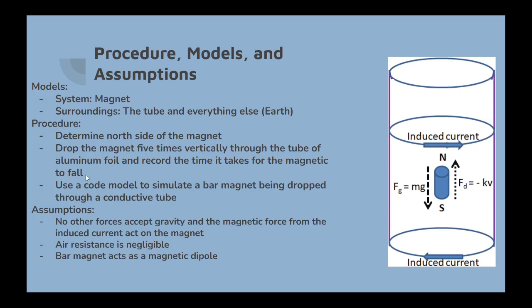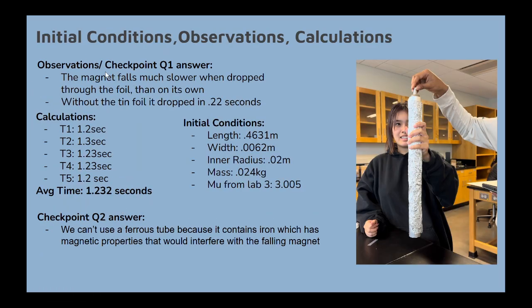Our assumptions are that no other forces except gravity and the magnetic force from the induced current act on the magnet, air resistance is negligible, and the bar magnet acts as a magnetic dipole. Our observations and checkpoint question 1 answer is that the magnet falls much slower when dropped through the foil than on its own. Without the tinfoil, it's dropped in 0.22 seconds.